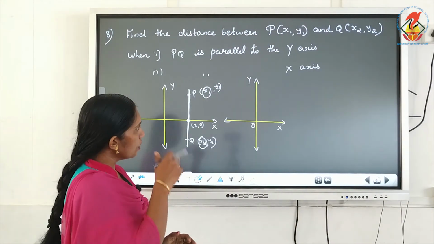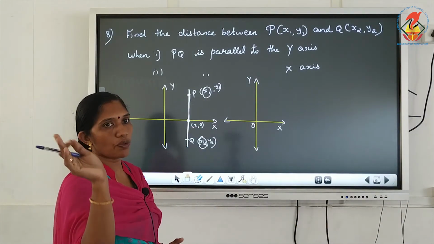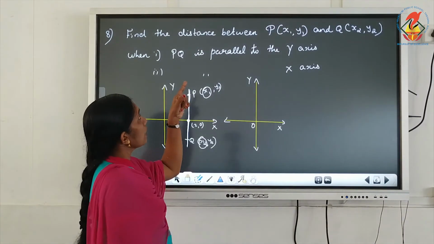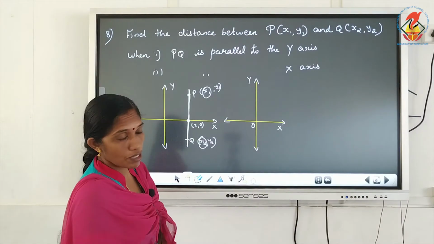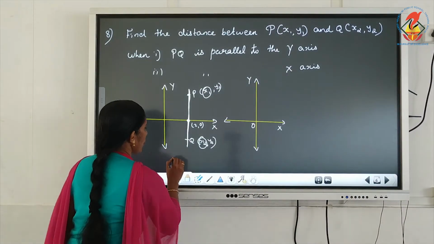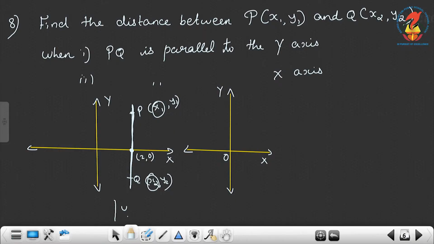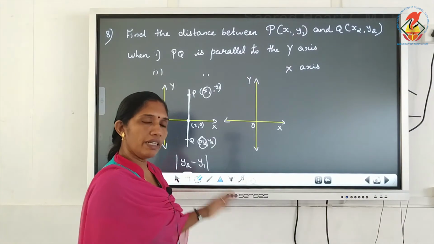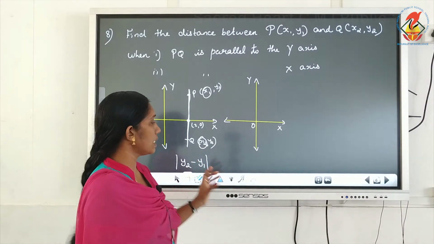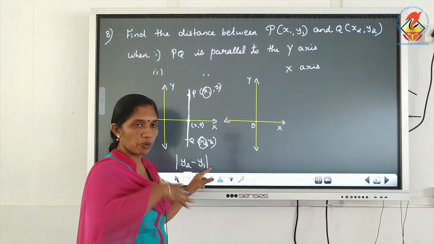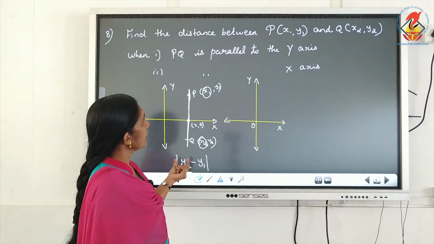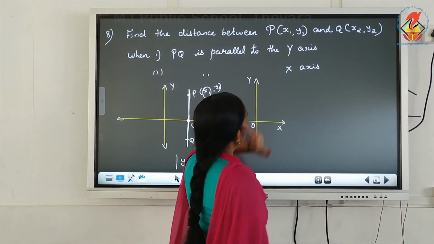Then root of (y2 minus y1) whole square is the same as y2 minus y1. Then since we are calculating the distance, distance is always positive. So you just have to write modulus. Okay. y2 minus y1, or you can write y1 minus y2, because we don't know which is greater. Anyway, distance is positive, that's why we put the modulus symbol. So the answer is always a positive number. Understood? Now this PQ parallel to the x-axis.